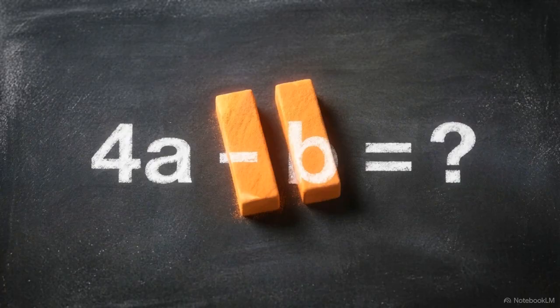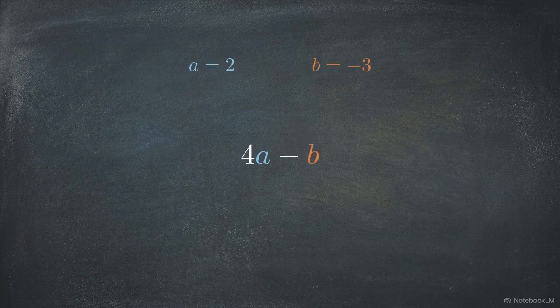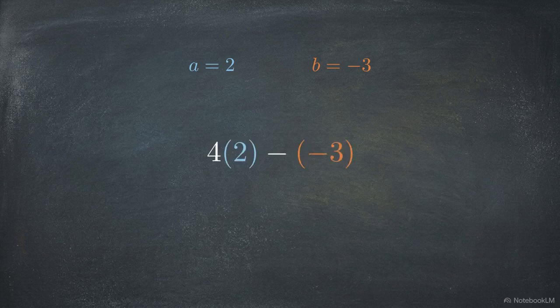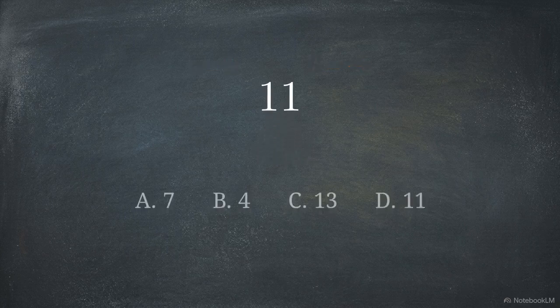Before I show the final step, pause the video and try substituting these into our main target expression yourself. Here is how that substitution should look on your paper. Notice how the negative 3 goes inside its own set of brackets. That step is mandatory. 4 times 2 is 8, and again we have a double negative. Subtracting negative 3 becomes plus 3. 8 plus 3 gives us our final answer of 11.